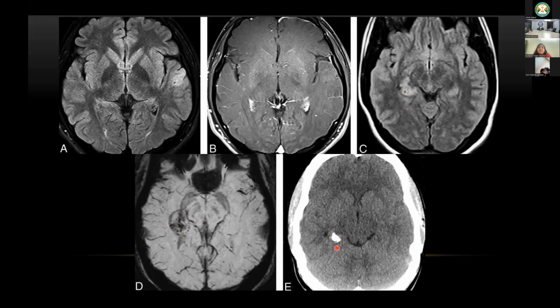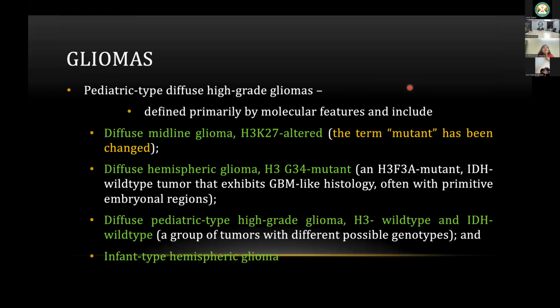So if we see this central calcification in a temporal lobe lesion, which is otherwise not showing any features of aggressiveness on imaging, we can give the diagnosis of polymorphous low-grade neuroepithelial tumor of the young, that is PLNTY. Then there come diffuse high-grade pediatric gliomas. They are again classified into 4 different subtypes.